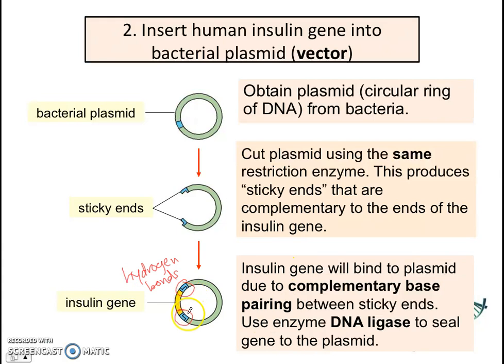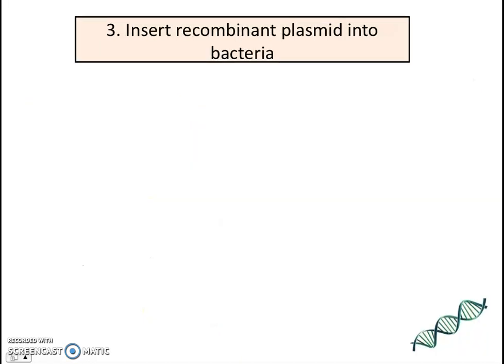However, these hydrogen bonds are not entirely strong enough. They're not able to hold this insulin gene inside the plasmid permanently. So we need to use an enzyme called DNA ligase to seal the gene and the plasmid together. DNA ligase is a bit like a glue, right? The restriction enzyme was something like scissors, and the DNA ligase is a bit like a glue that sticks them together. Alright, so now we have a plasmid that contains the human insulin gene.